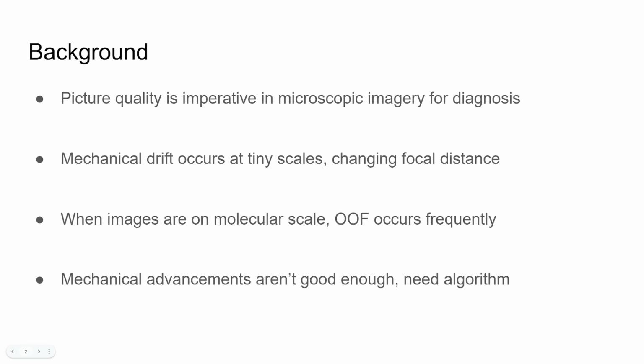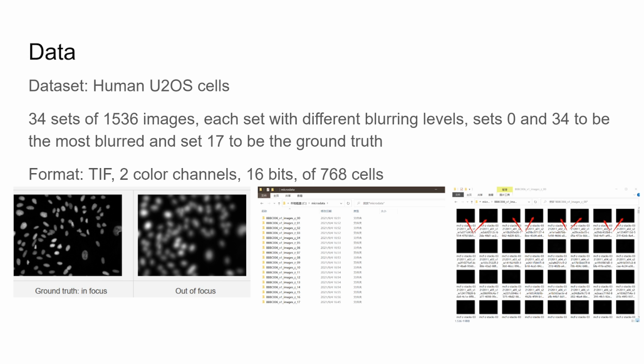The data I'm using is a dataset of human U2OS cell images, which were taken from the bone tissues of someone with osteosarcoma, a type of cancer. There are 34 sets containing the same images, with sets 0 and 34 being the most blurred and set 17 being the clearest, and used as my ground truth. These were taken at focal length with a 2 micrometer difference between sets.